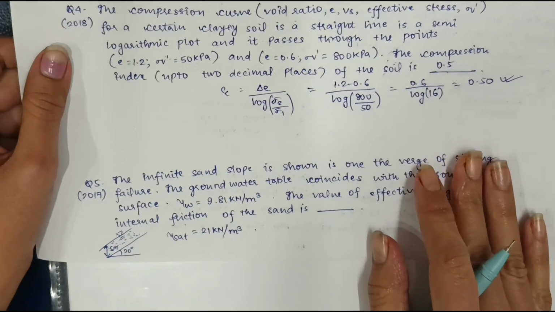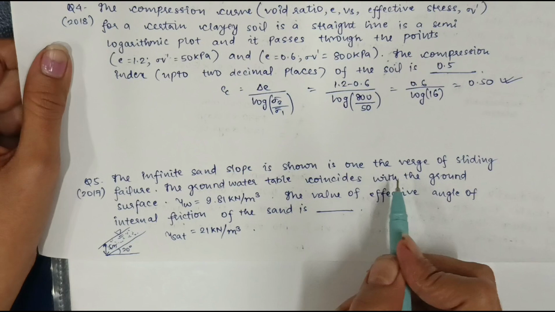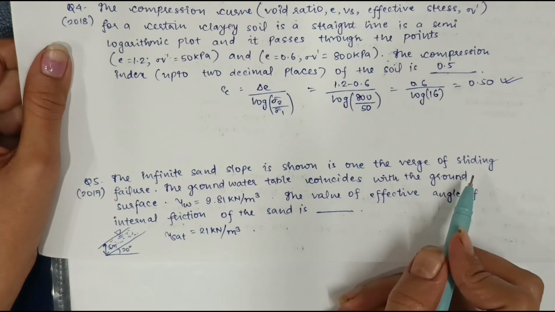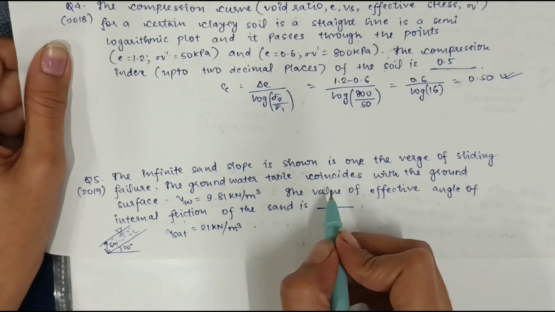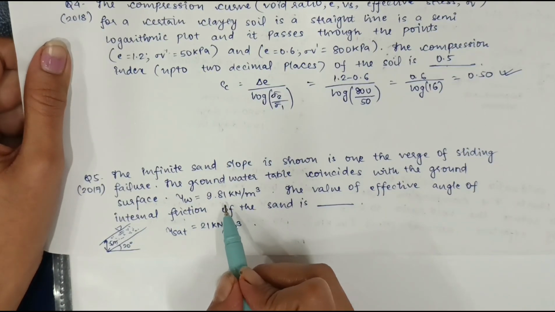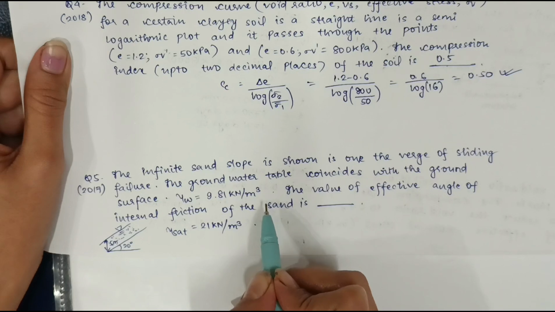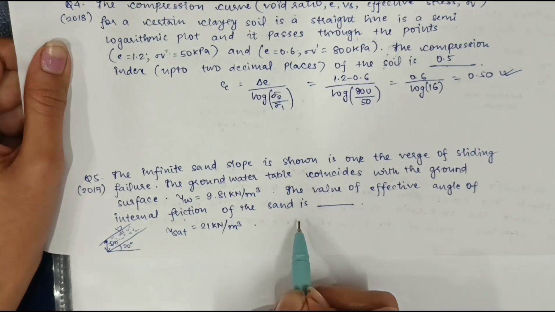Now next question. Question number 5. This question was asked in 2017. The infinite sand slope shown is on the verge of sliding failure. The groundwater table coincides with the ground surface, and the density of water is 9.81 kilonewton per meter cube. The value of the effective angle of internal friction of the sand is.